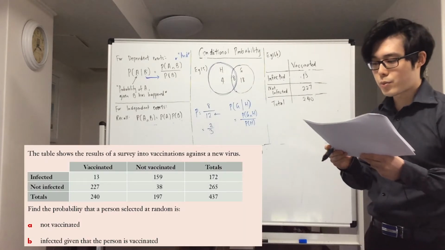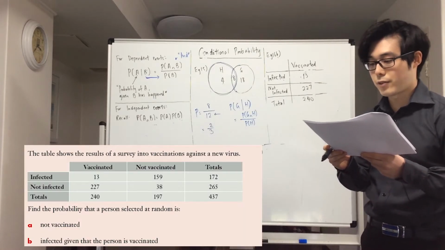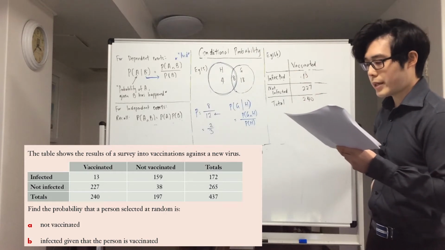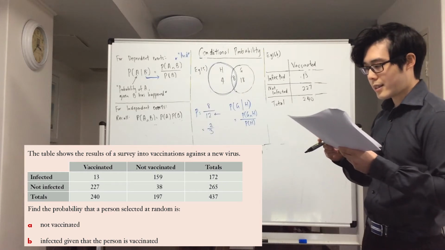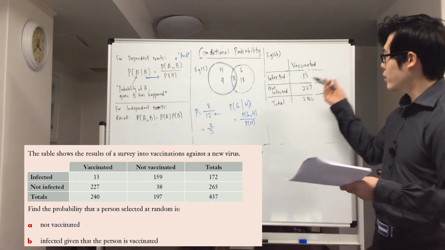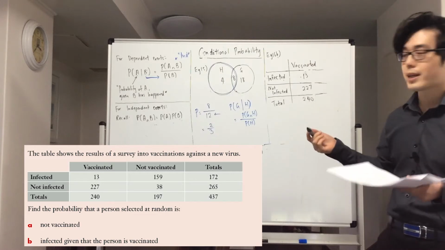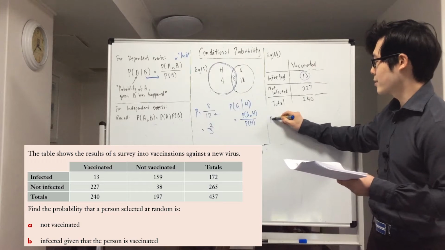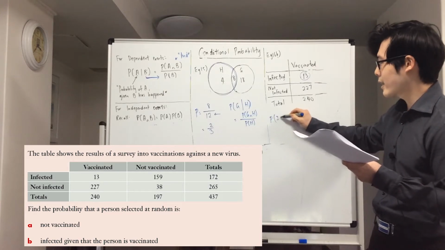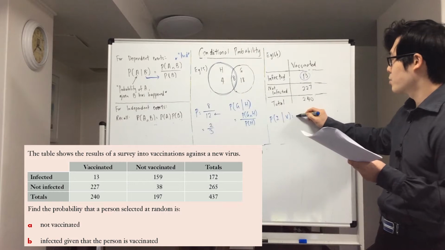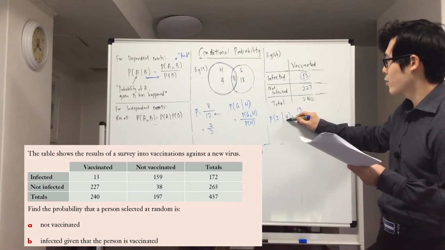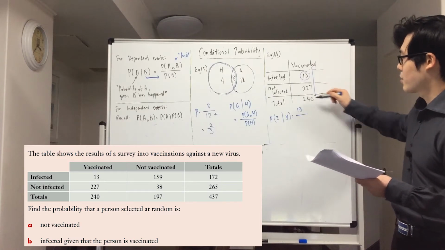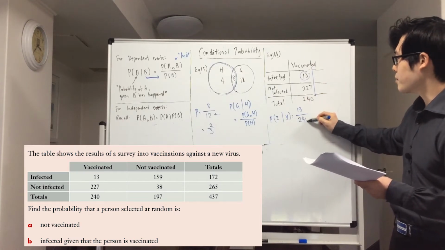Let's apply that in example 16b now. It says the table shows the results of a survey into vaccinations against a new virus, okay? Find the probability that a person selected at random, question B only, infected, given that the person is vaccinated. If we look at the table here, we can clearly see that the number of people that are infected, given that they're vaccinated, is 13, infected and vaccinated. So the answer, in terms of symbols, infected I, given that vaccinated V, would be 13 out of the total number of people that have been vaccinated. And from the table, we can see that that's the bottom number here, the total, 240. So that's your answer for that.